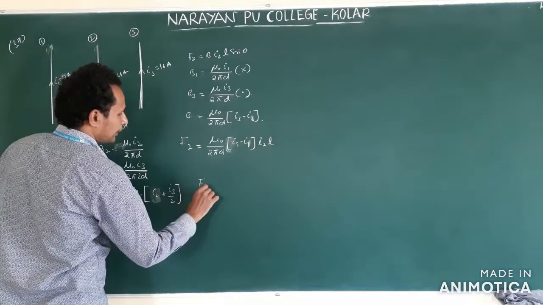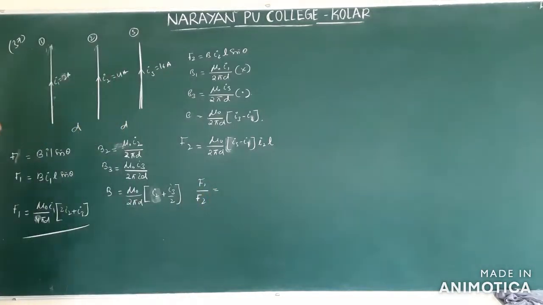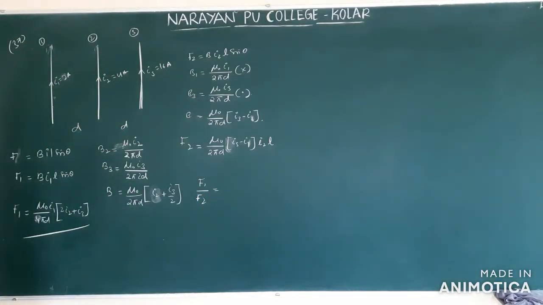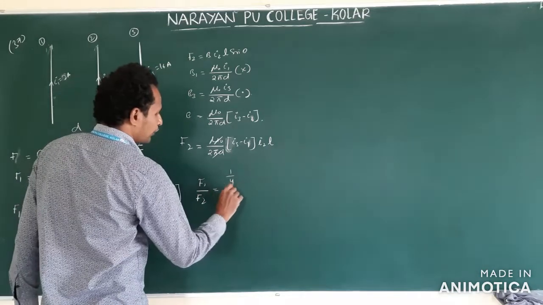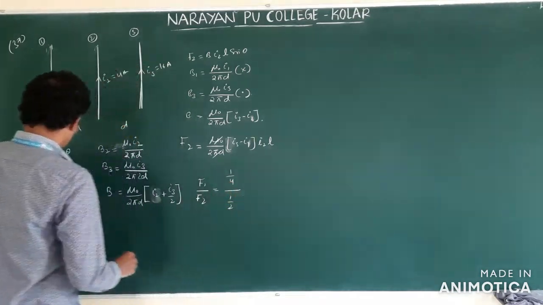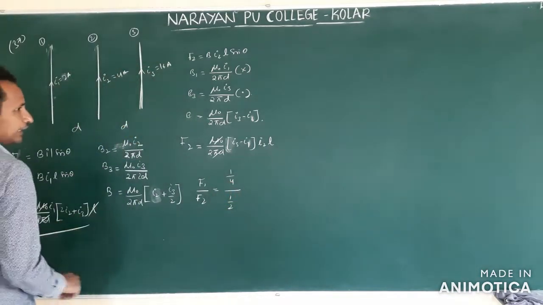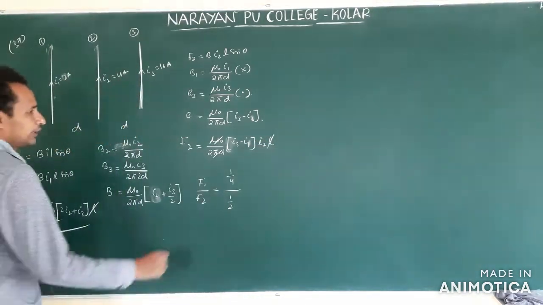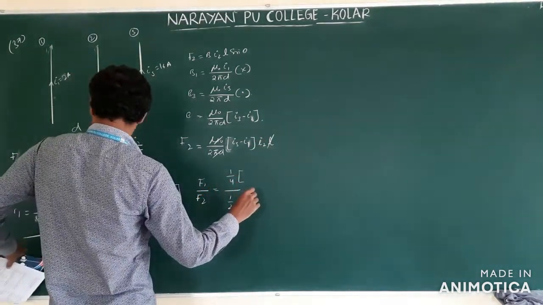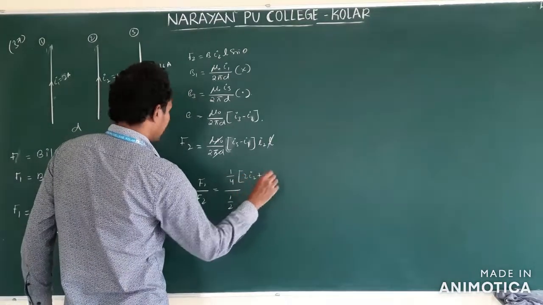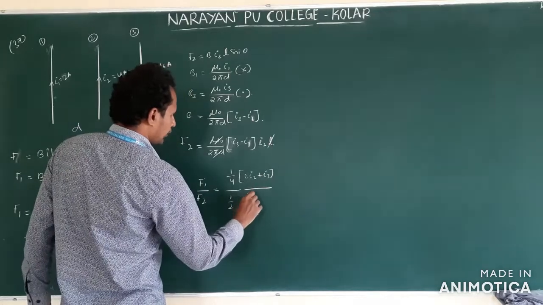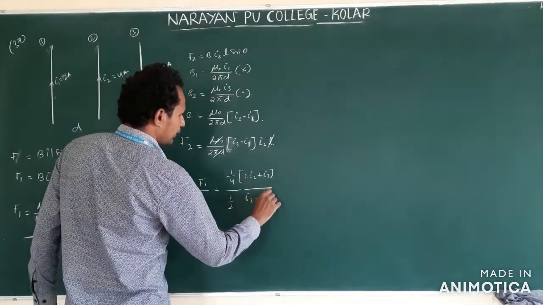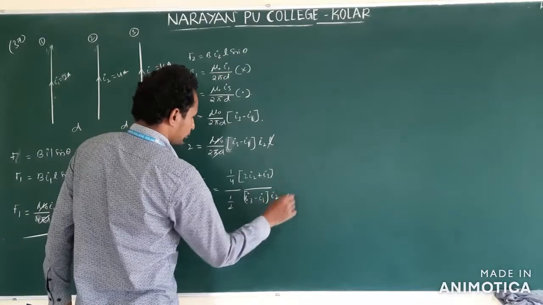So in this ratio F1 by F2, what will be cancelled? Mu naught by pi d, mu naught by pi d cancelled. Here we have 1 by 4 by 1 by 2. L is also there, this L will be cancelled. Here, what do we have? 2 I2 plus I3 by I3 minus I1 into I2.